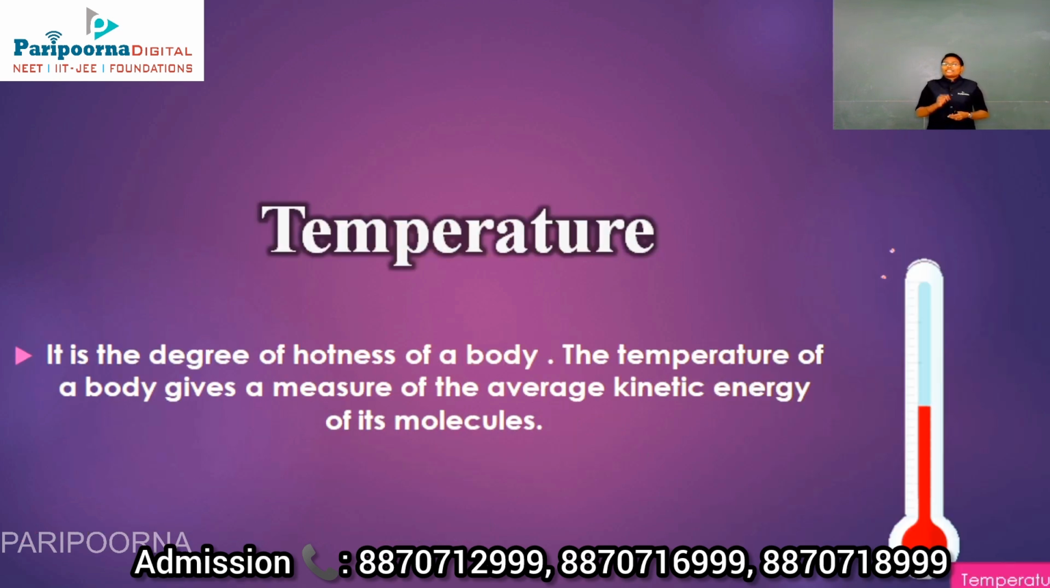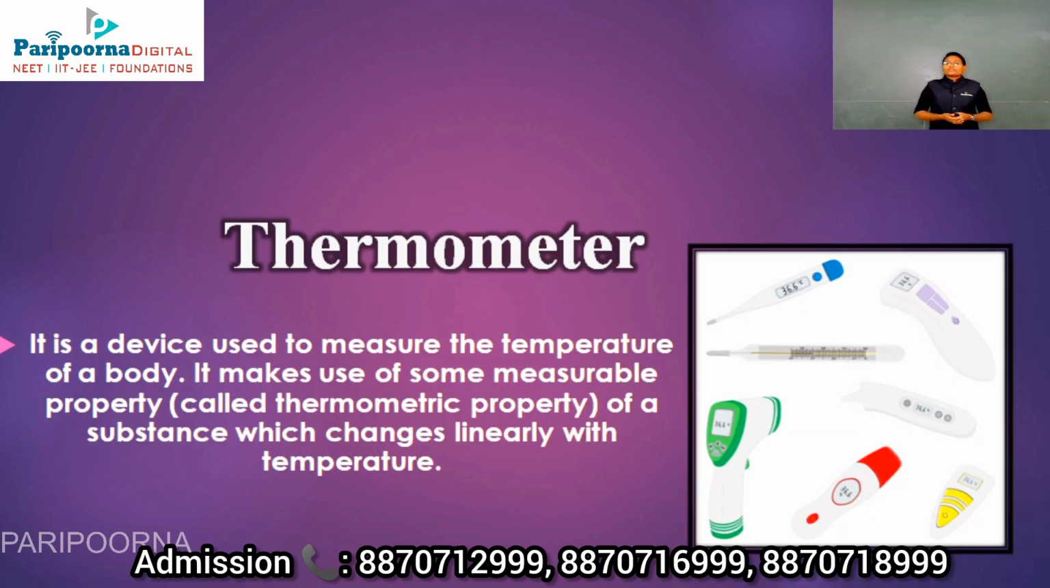So, here comes temperature. It is the degree of hotness of a body. The temperature of a body gives the measure of the average kinetic energy of its molecules. A thermometer is a device used to measure the temperature of a body. It makes use of some measurable property, called the thermometric property, of a substance which changes linearly with temperature. Different types of thermometers are available.